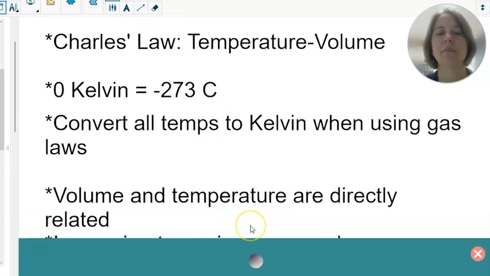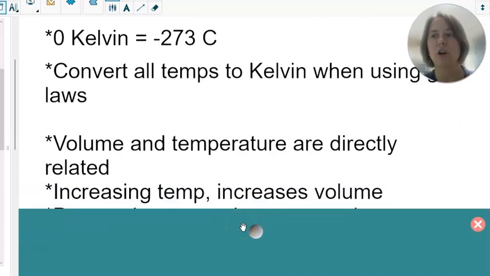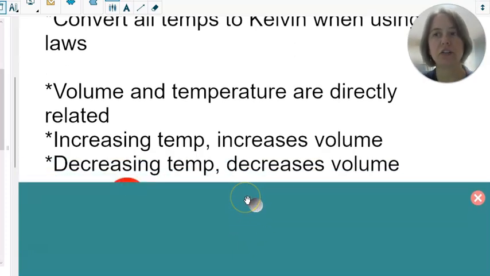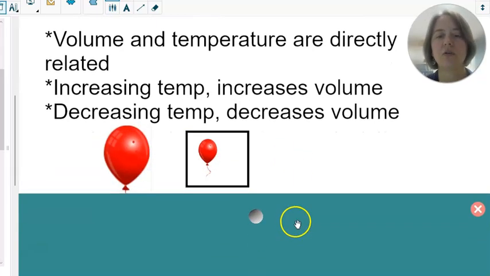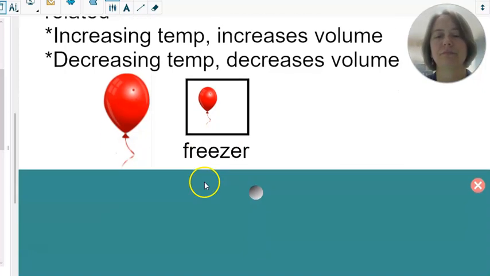All right, so volume and temperature are directly related. So if you increase the temperature, you increase the volume. If you decrease the temperature, you decrease the volume. So let's look at a scenario where I took my balloon and I put it in the freezer. What's going to happen to it? Well, the temperature is going to go down in the freezer, so it's going to get smaller.